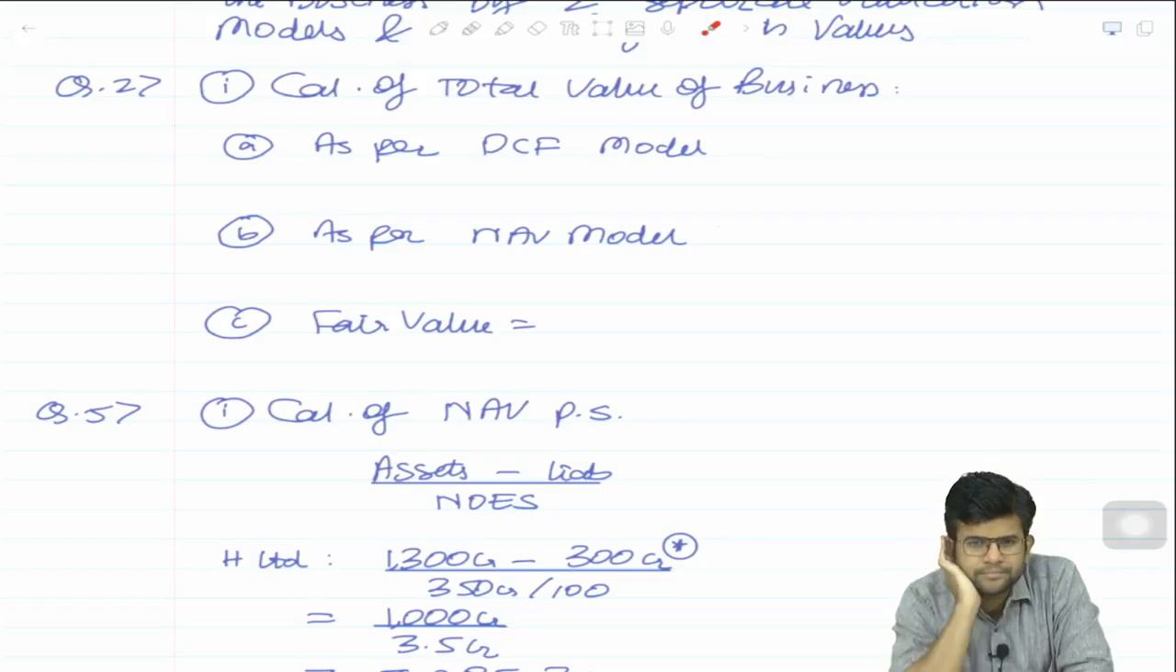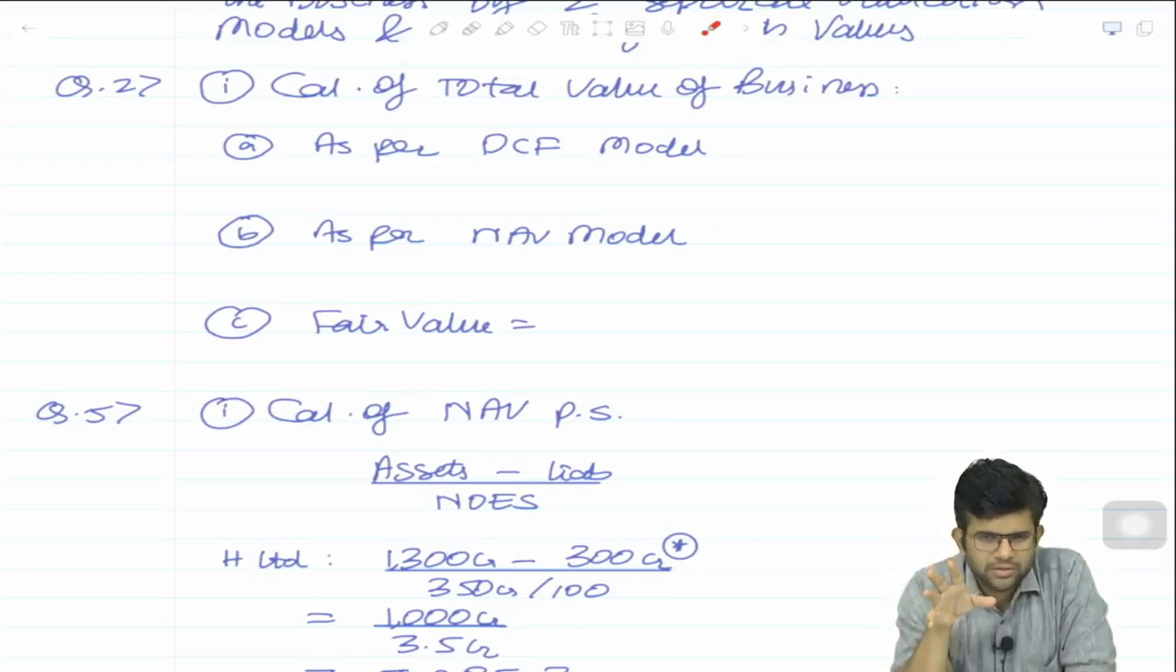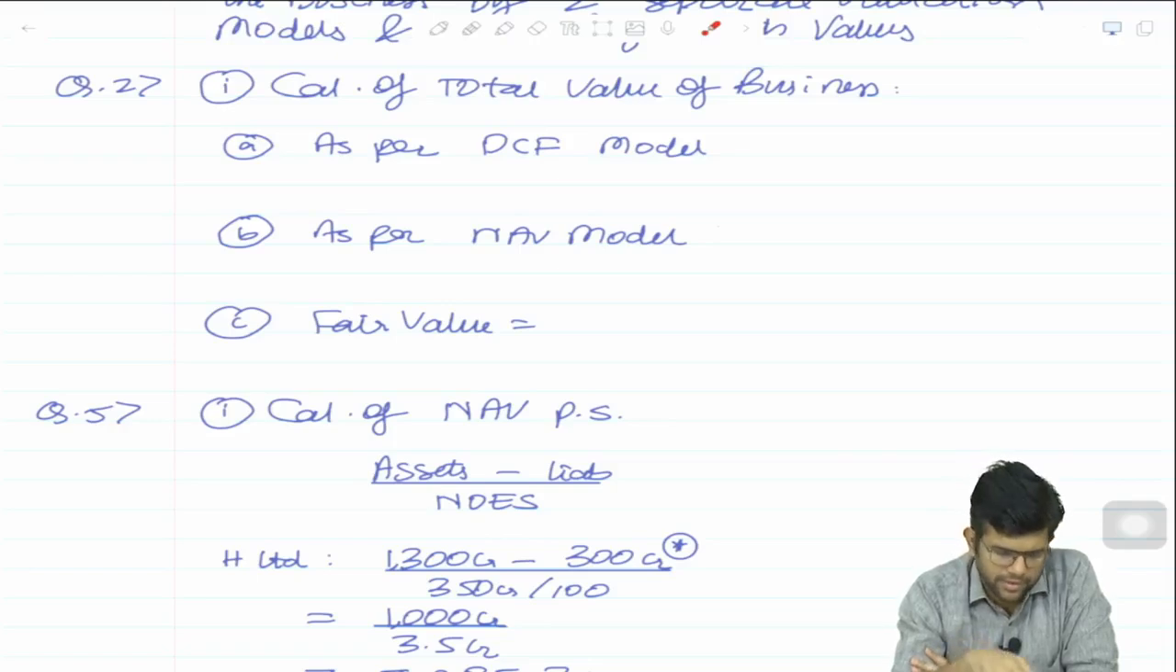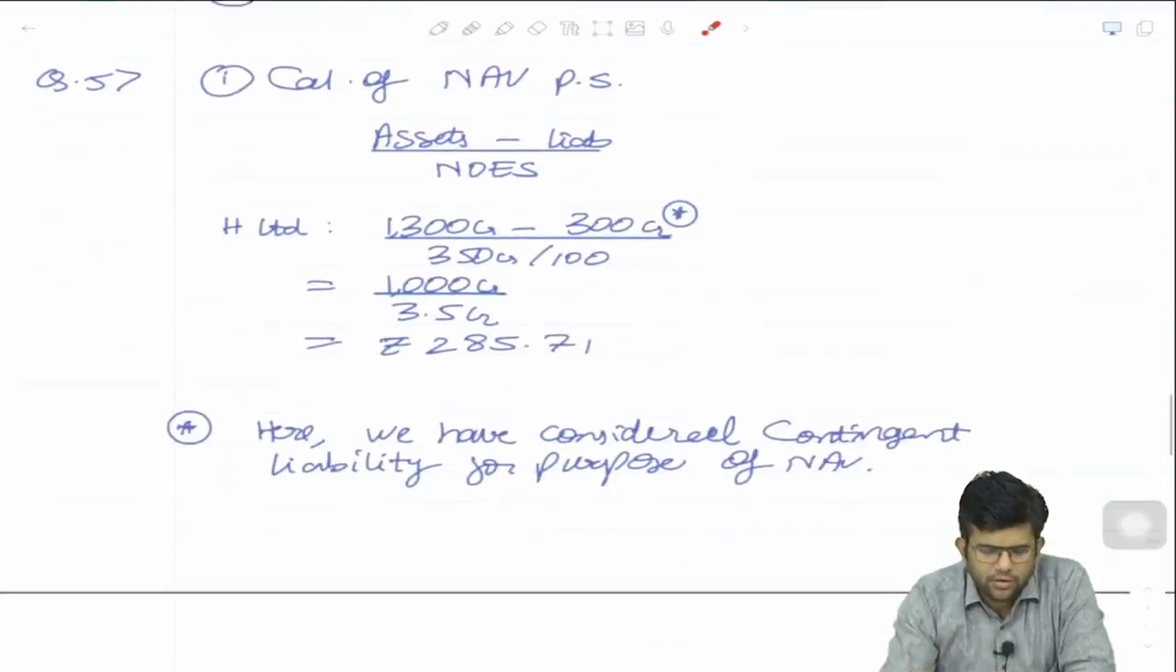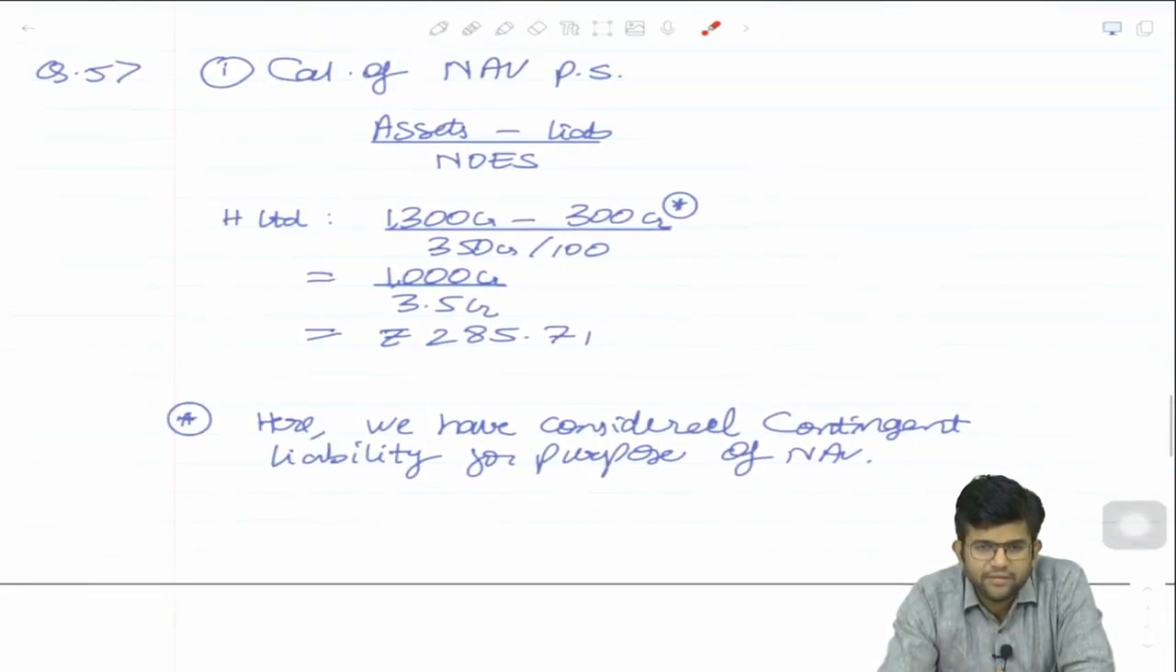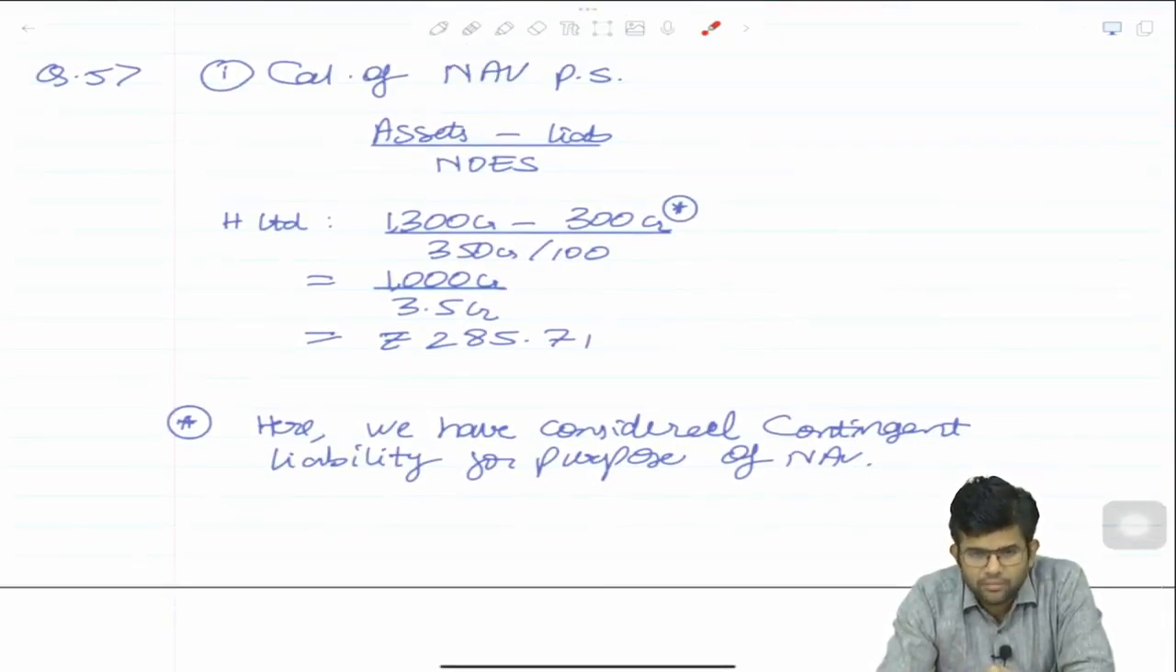All done? You understood how we used to do this? Value as per one model, value as per another model, take the average. Everyone clear? Okay. Then we went on to question number 5, which got stuck midway in our last session.